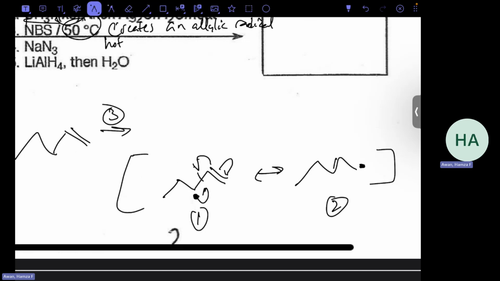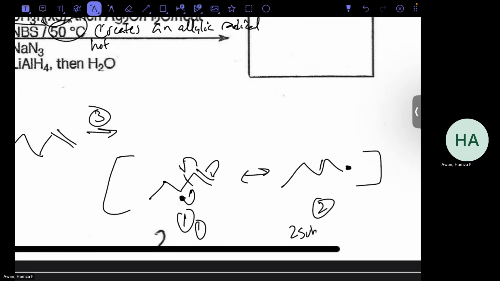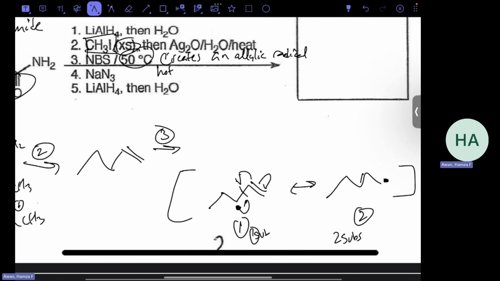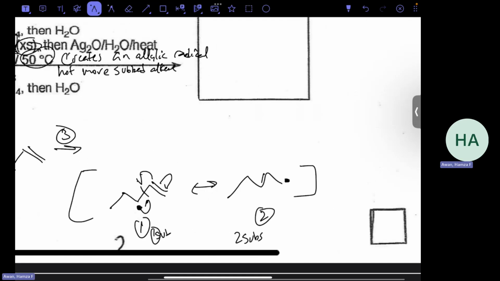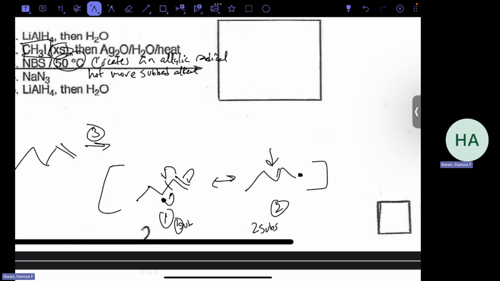So one substituent, aptly named. And then number 2 has two substituents, right? So we have two substituents versus one sub. And because it creates a more substituted alkene, it's going to react with this right one, right?